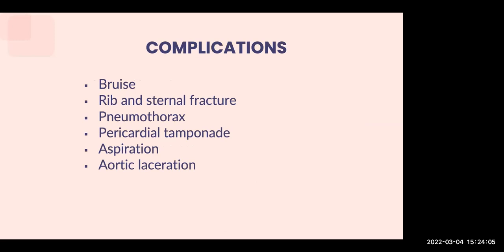These are the complications of CPR, such as bruise or pain to the abdomen or chest, which may need analgesic, rib and sternal fracture, lung injury, including pneumothorax or lung contusion, pericardial tamponade, aspiration, and also aortic laceration. Next.